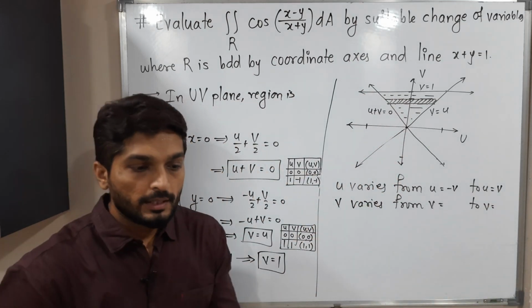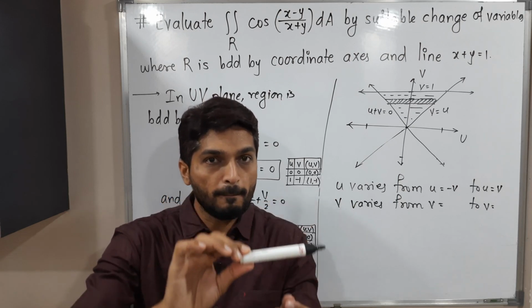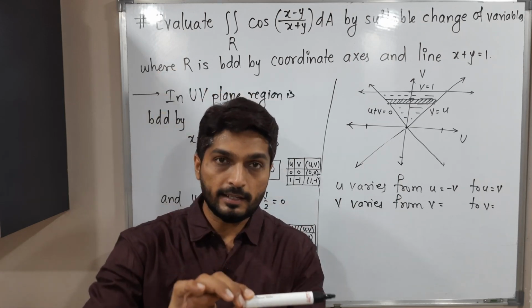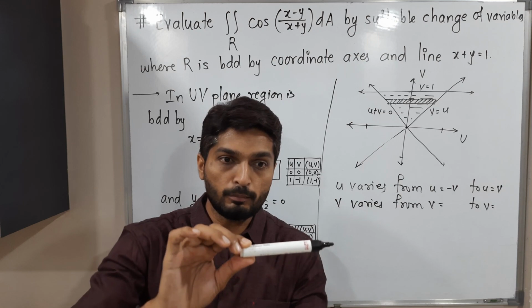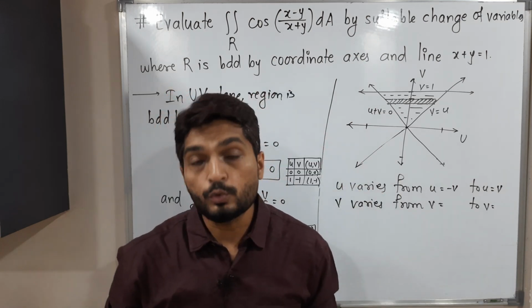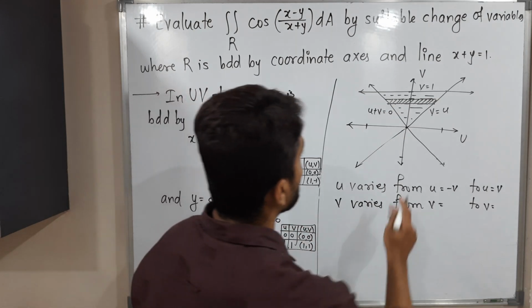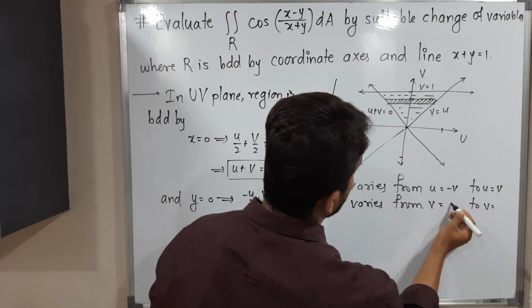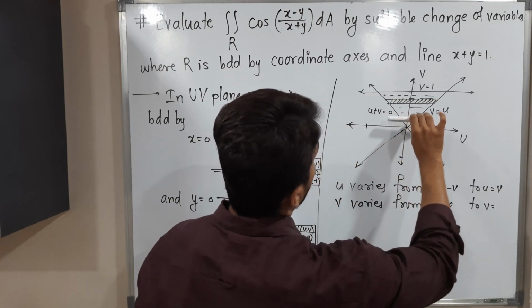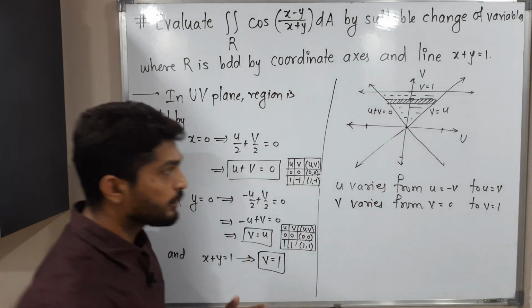v varies from, see we have a strip like this. Now we have to move the strip from bottom to top like this. It will start at the bottom, slowly it will move like this and go to the top of the region to cover each and every corner of that region. So the strip will start here where the value of v is 0. It will move like this and go up to this line where the value of v is 1. So in this way I got the limits.